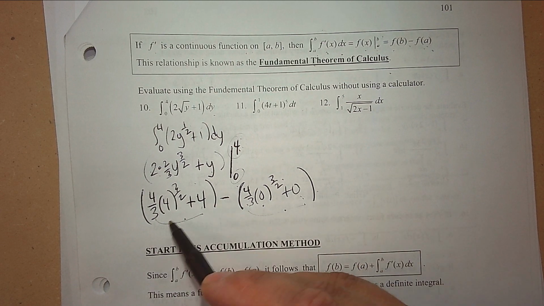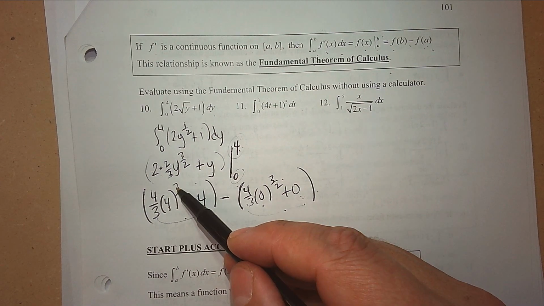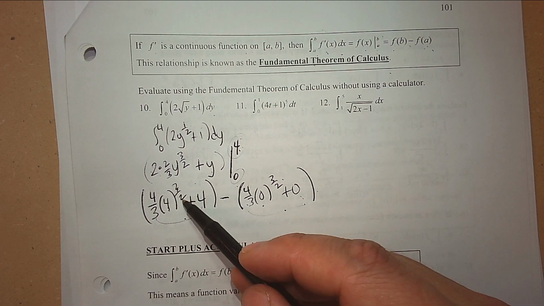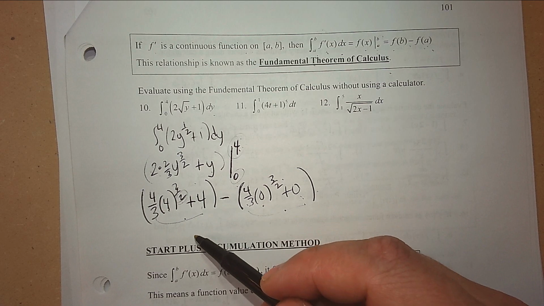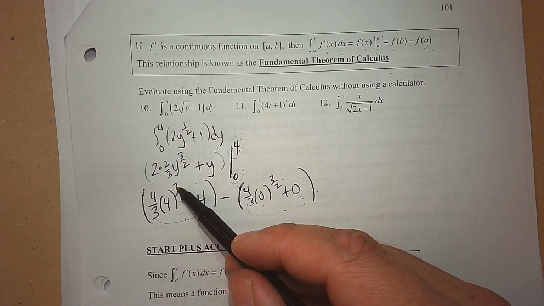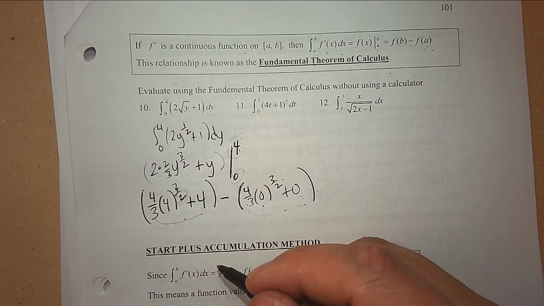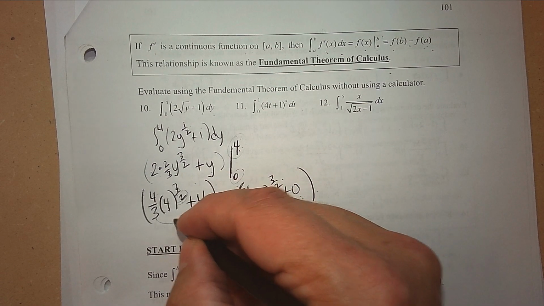The left, the square root of 4 is 2. 2 cubed is 8. The denominator means square root. The square root of 4 is 2. 2 cubed is 8. 8 times 4 is 32. And 32 over 3.